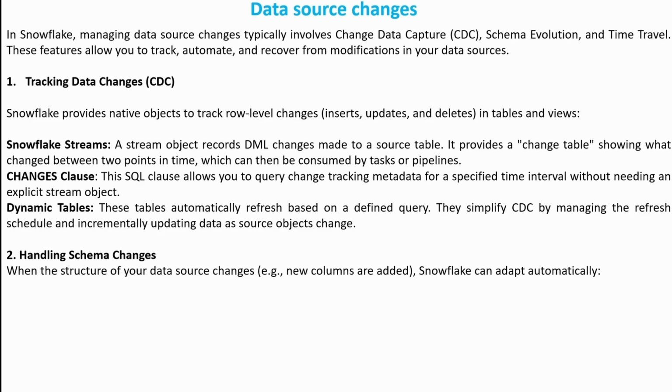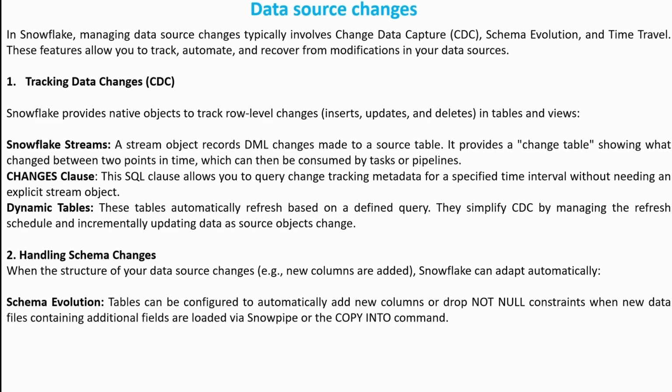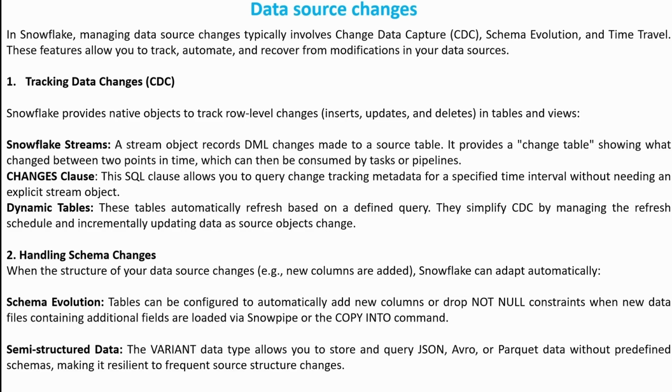Next one is handling schema changes. When the structure of your data source changes, for example new columns are added, Snowflake can adapt automatically. All you need to do is enable schema evolution. Tables can be configured to automatically add new columns or drop not null constraints when new data files containing additional fields are loaded via Snowpipe or the copy into command. And for semi-structured data, the variant data type allows you to store and query JSON, Avro, and Parquet data without predefined schemas, making it resilient to frequent source structure changes.